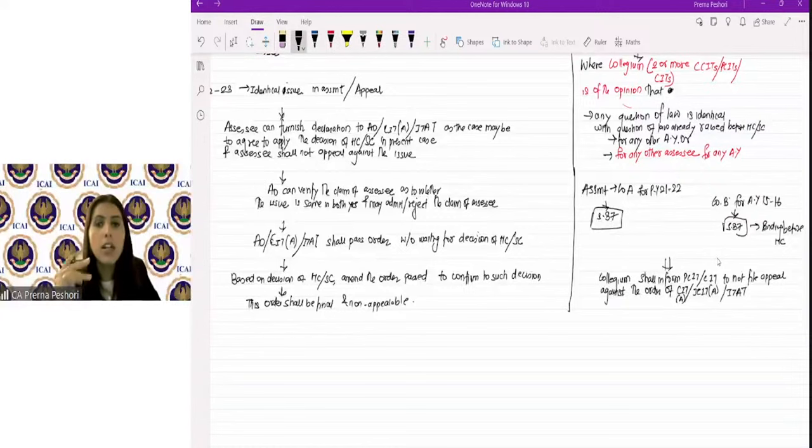So basically, the collegium will decide that. So two or more PCCITs or CCITs or PCIT or CIT together, which is this collegium formed by the CBDT, will decide whether this question is identical or not. And then what will this PCIT or CIT do? On receiving this communication from the collegium, the PCIT or CIT will first communicate this to the assessee.